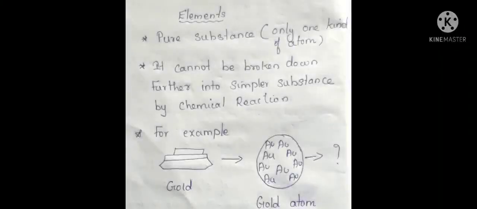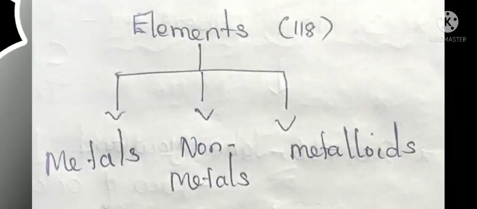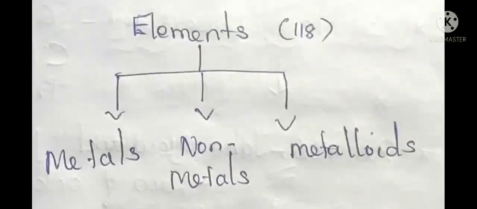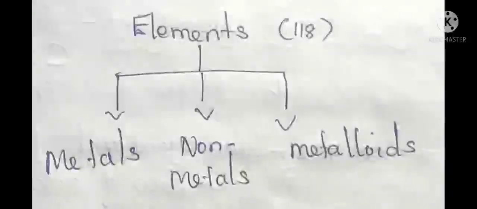So far we have 118 elements. Among these 118 elements, there are different types. Based on their properties, they are classified into metals, non-metals and metalloids. You know the properties of metals? They are shiny, malleable and ductile, and good conductors of heat and electricity. Non-metals do not possess these characteristics. They are not malleable, except one or two. Metalloids show the properties of both metals and non-metals.